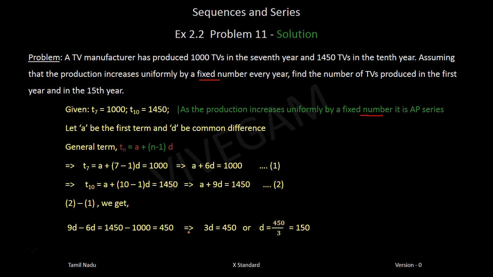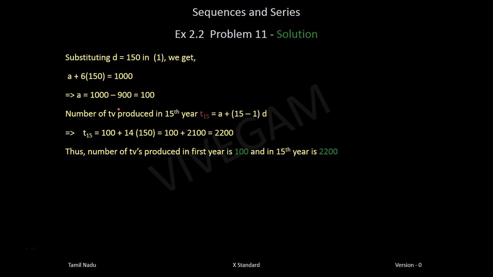9D minus 6D is 3D. So 3D equal to 450, or D equal to 450 divided by 3. That's equal to 150. Once you know it as 150, substitute D equal to 150 in this equation. So this will become A plus 6 into 150 equal to 1000. 6 into 150 is 900. So A plus 900 equal to 1000, or A will be 1000 minus 900, that is 100.